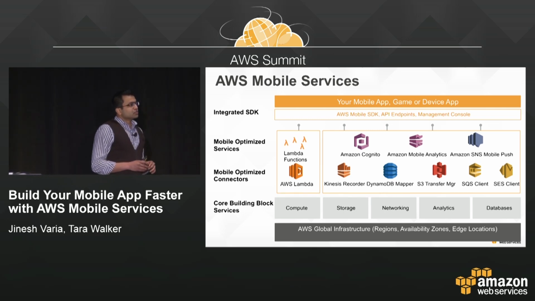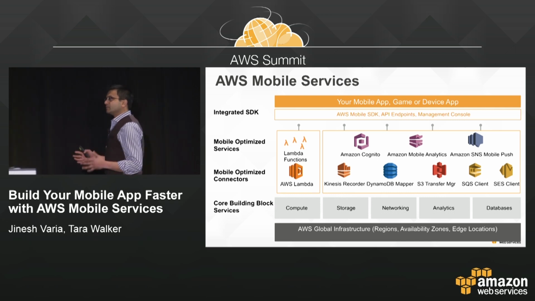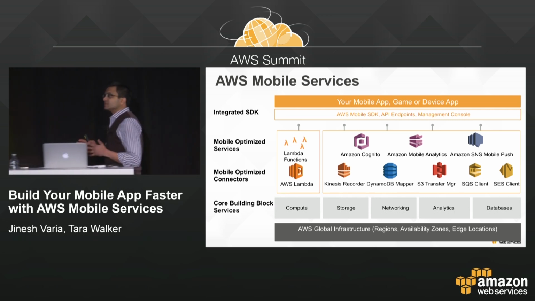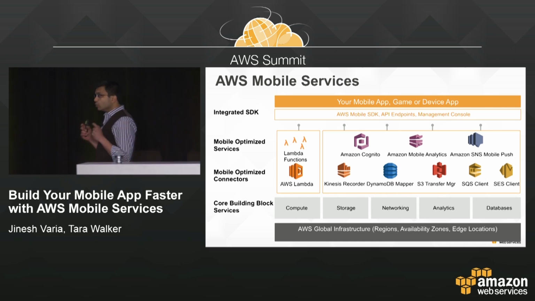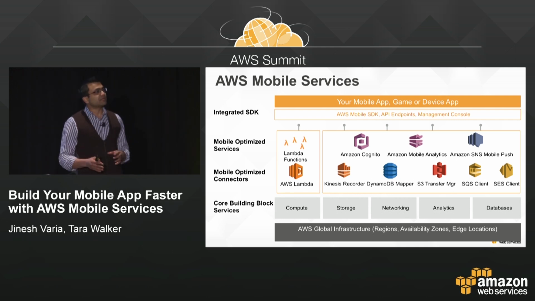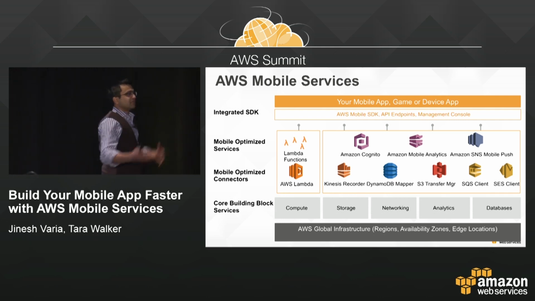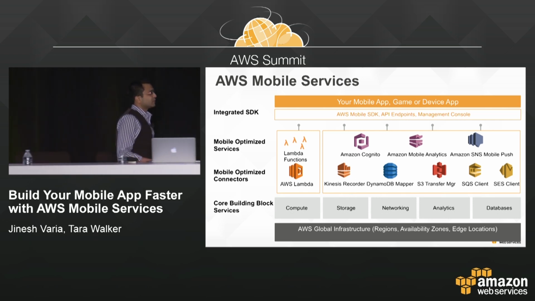And so AWS Mobile Services is a complete suite of AWS services that focuses primarily on mobile apps. These are services optimized for mobile, cross-platform from the get-go. So whether you're running Android, iOS, or any other operating system, you should be able to use the services in a more effective way.